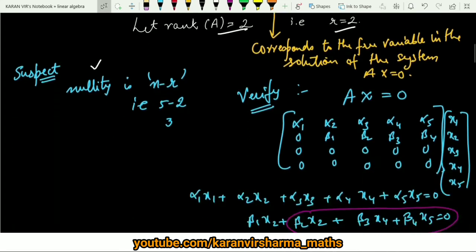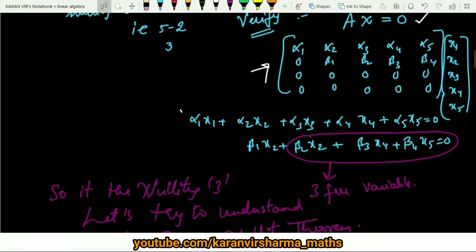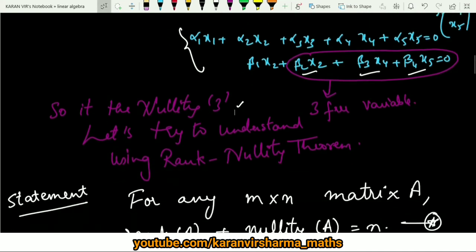Now we can easily verify this, because if we say that Ax equals 0 is a system, and if I try to solve this system which I have already considered in the above example, you can see that you get a system of equations. So these three are the free variables. So we can say that the nullity is 3. Now let us try to understand this full concept using the rank nullity theorem.